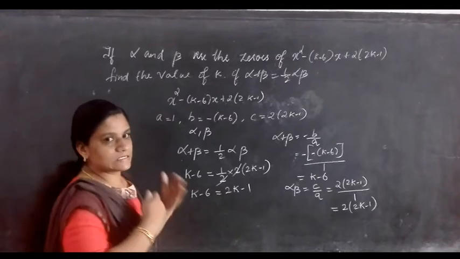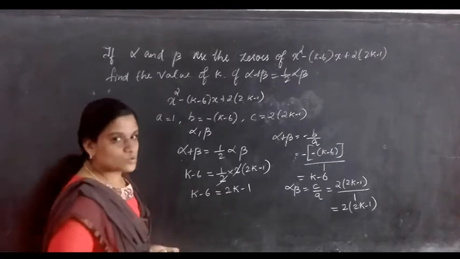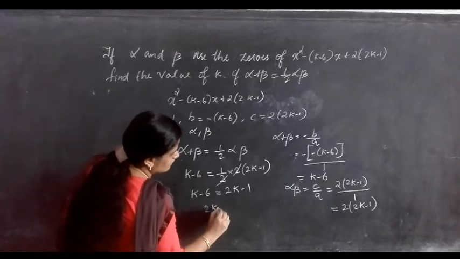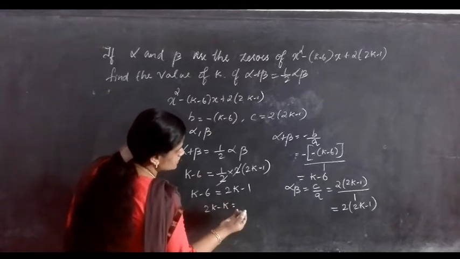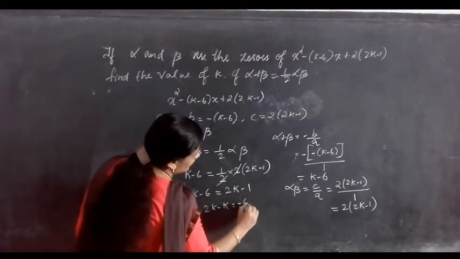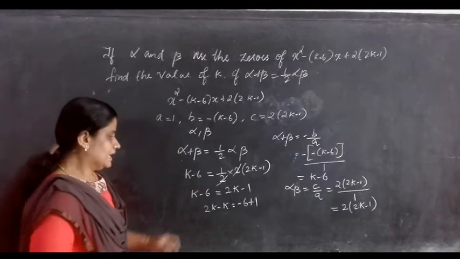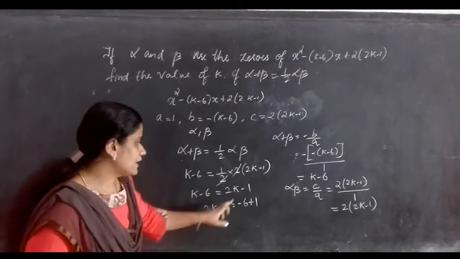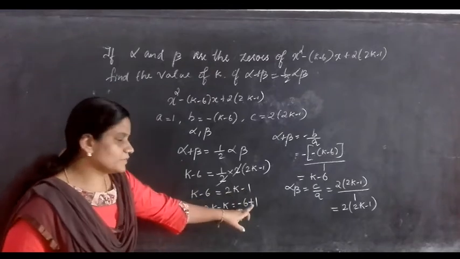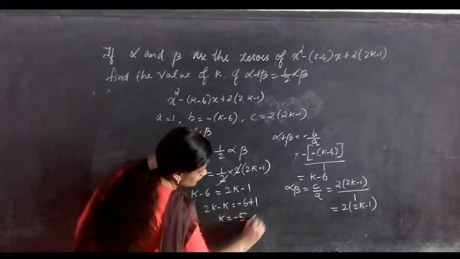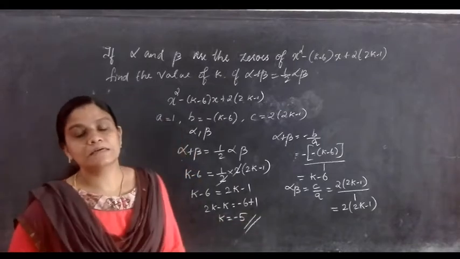So we can take k terms to one side and the constants to the other side. So what do we have? 2k minus k is equal to minus 6 plus 1. That is, I took this k to the side, so it becomes minus k, and I took this negative 1 to the other side, so it becomes positive 1. So what you have? k is equal to negative 5. So the answer is minus 5.